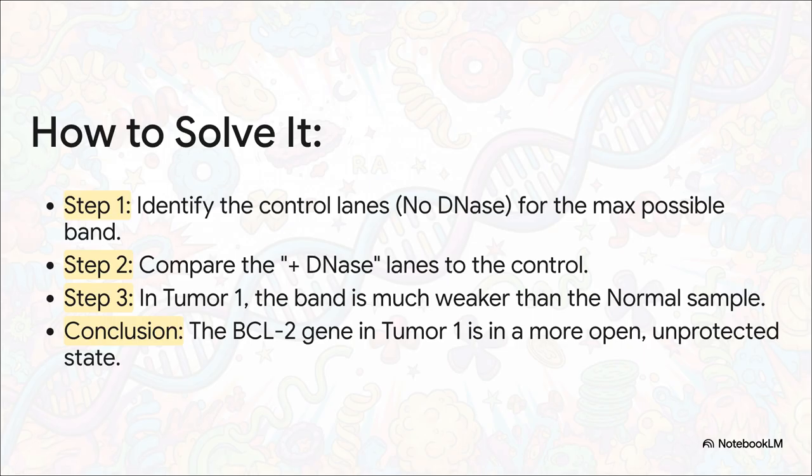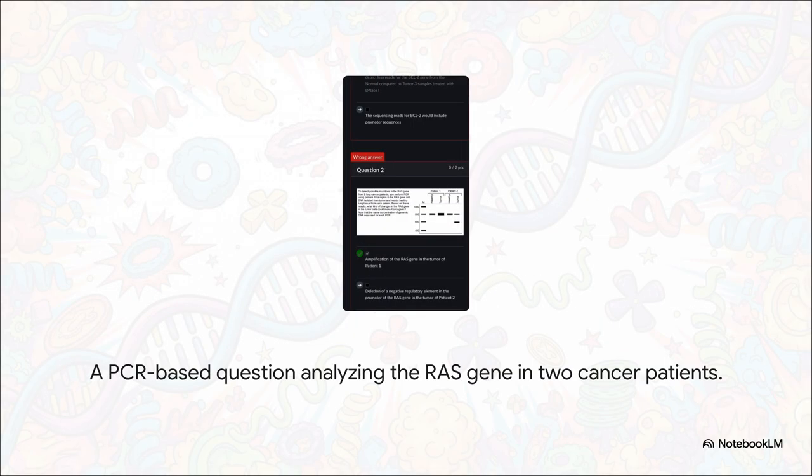But then, look at tumor 1. Whoa, the band is almost completely gone. There's only one way that can happen. In that tumor, the BCL2 gene must be in that super open euchromatin state, leaving it totally vulnerable to getting destroyed by the DNAse. Okay, ready for another one?